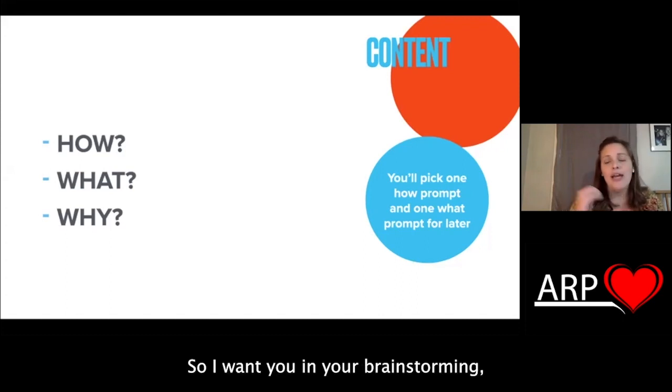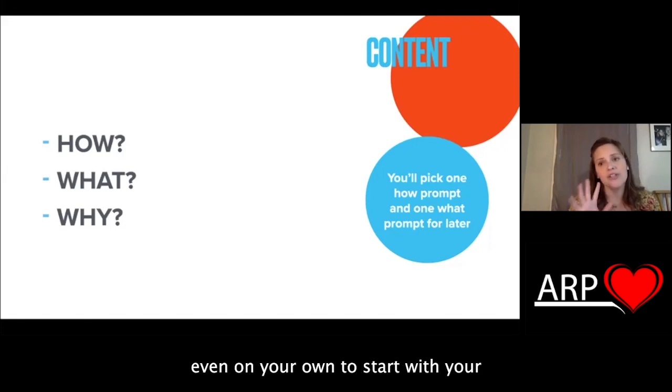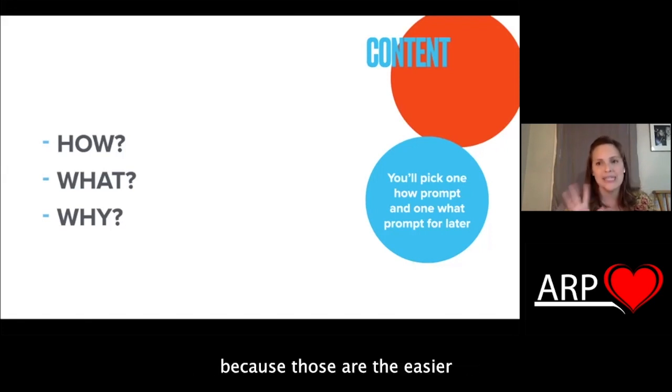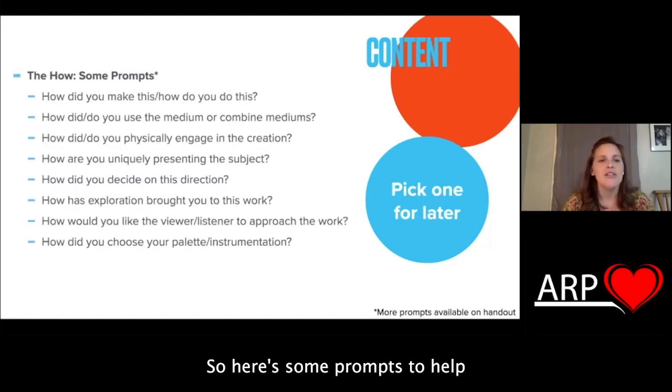So I want you, in your brainstorming, even on your own, to start with your how and your what, because those are the easier sections. The why is a little bit harder to get to. So start by brainstorming these first two questions. So here's some prompts to help you get to the how. Again, just jot one down for later.